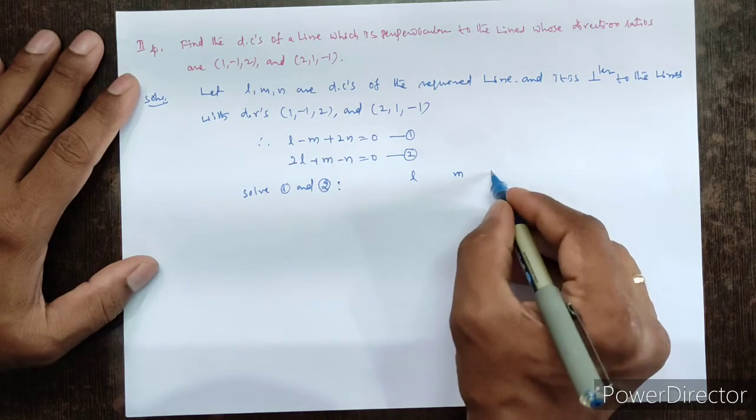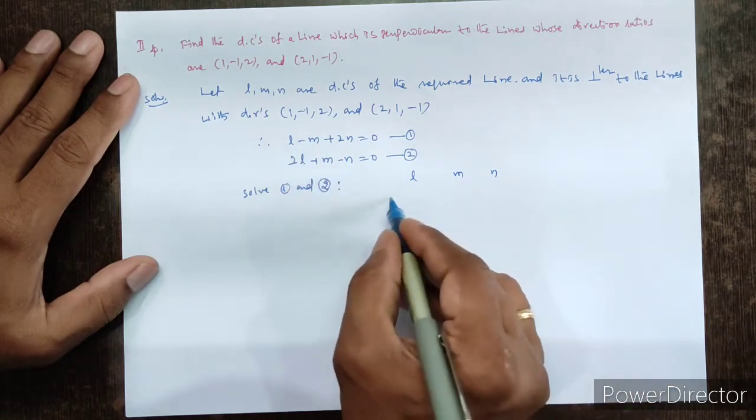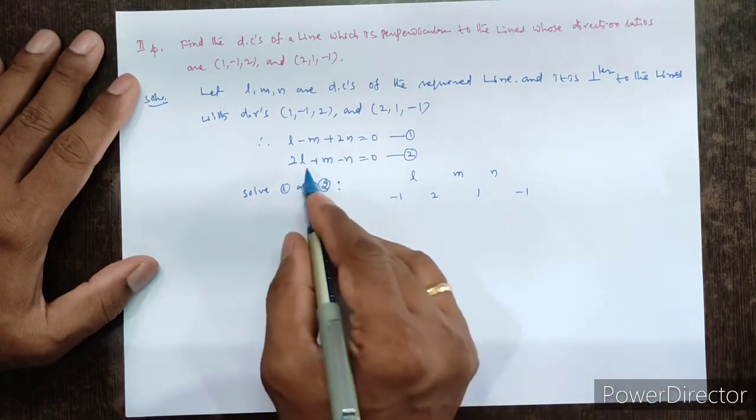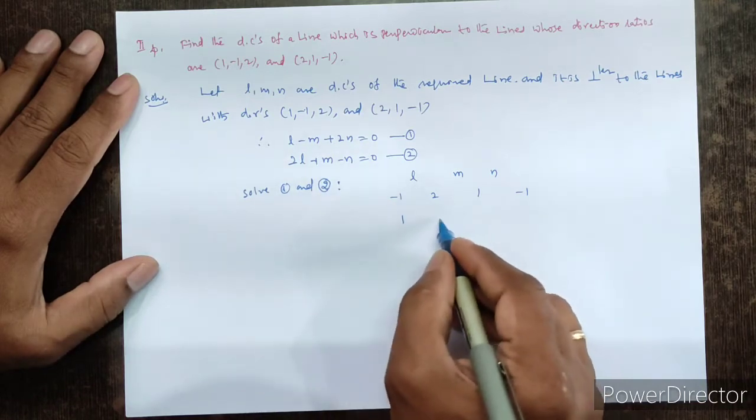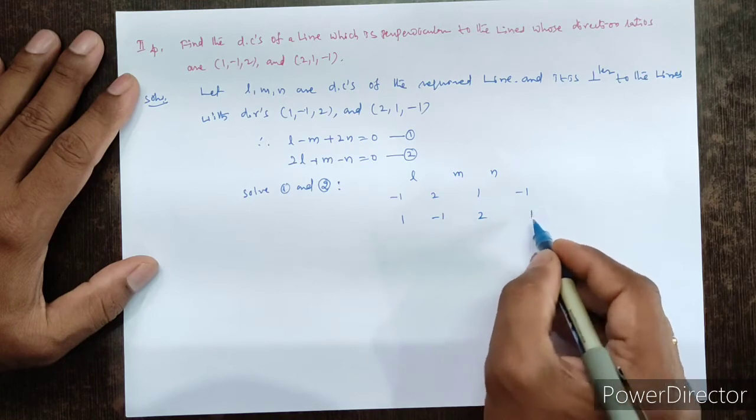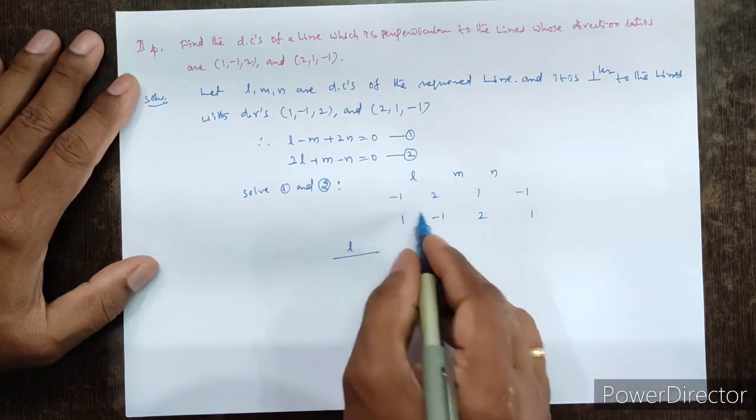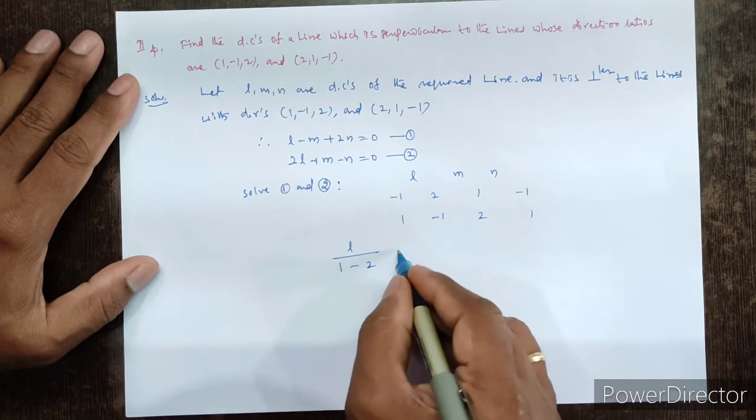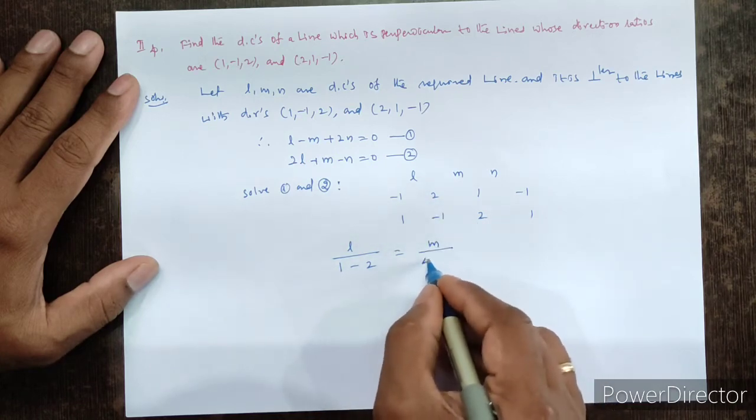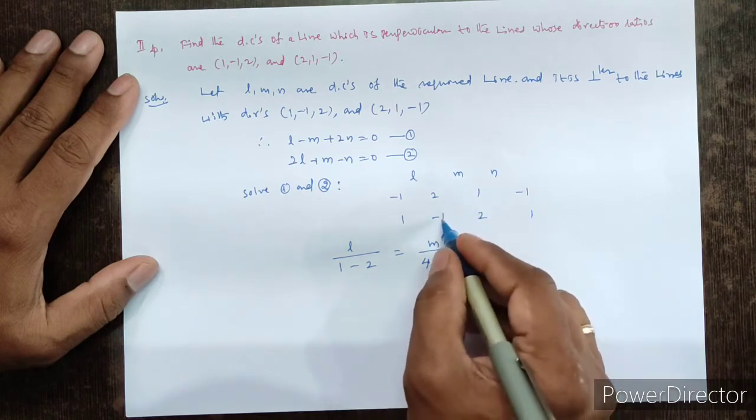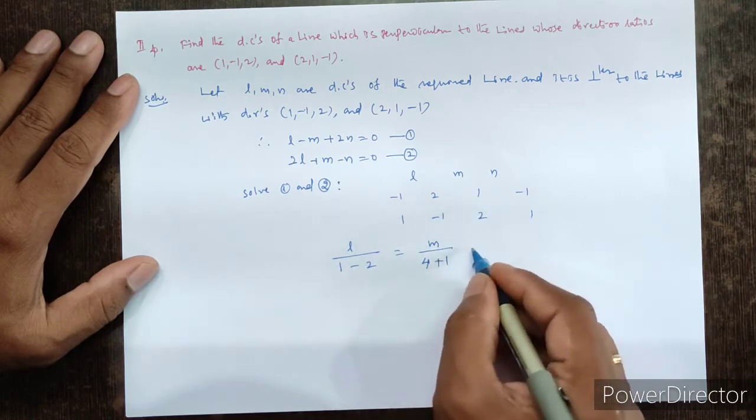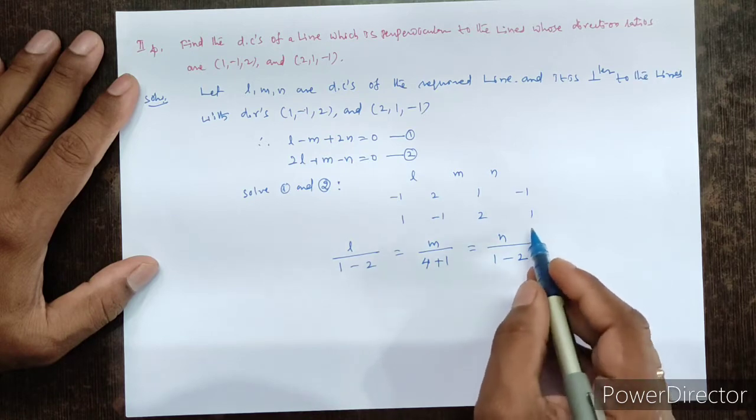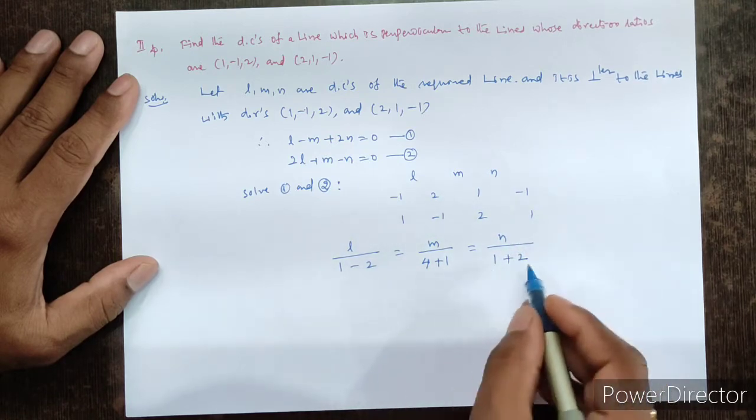Writing the coefficients as minus 1, 2, 1, minus 1 and from the second equation 1, minus 1, 2, 1, by cross multiplication: l by minus 1 into minus 1 minus 2 into 1, that is minus 1 minus... m by 2 into 2 minus 1 into minus 1, that is 4 plus 1, n by 1 into 1 minus 2 into minus 1, that is 3.